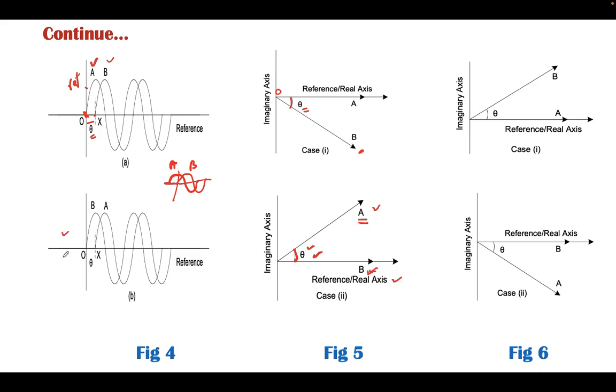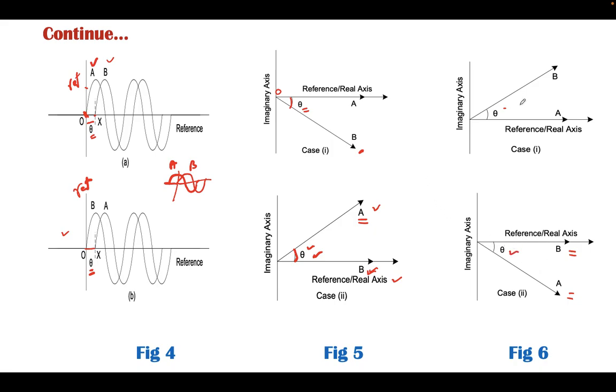Whereas in the second figure, these A and B are interchanged. Here we consider B is along the reference, whereas A starts after this reference by an angle of theta. Then this will be the phasor. B starts with the reference and A starts after B, and hence we can say this A is lagging the quantity B by an angle of theta.